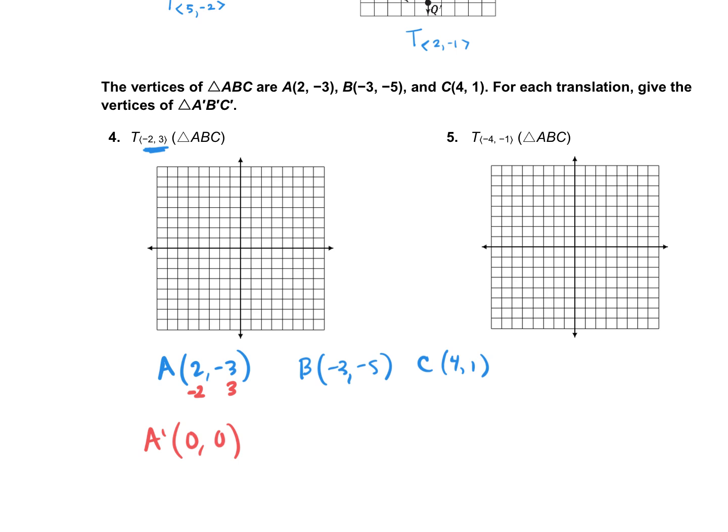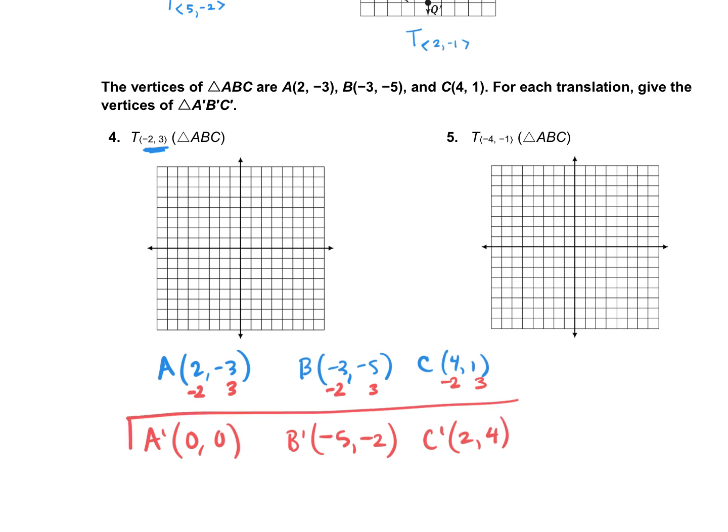So we're going to apply the same translation rules. So we're going to subtract 2 from our x. We're going to add 3 to the y. So B prime is -3 minus 2 is -5, and -5 plus 3 is -2. There's B prime. For our point C, we're going to do the same thing. We're going to subtract 2 from the x, add 3 to the y. So C prime is 4 minus 2 is 2, and 1 plus 3 is 4. So there's your answer for number 4.